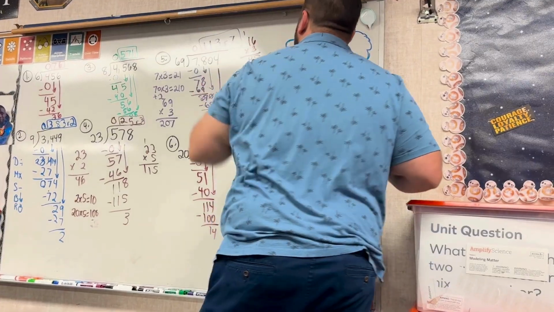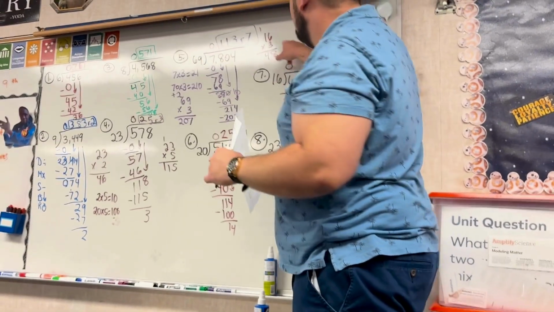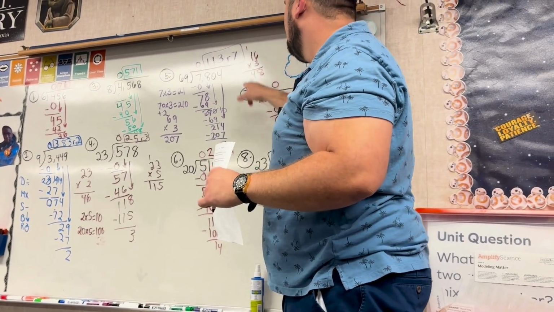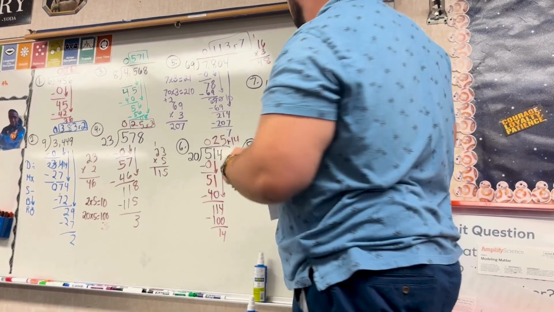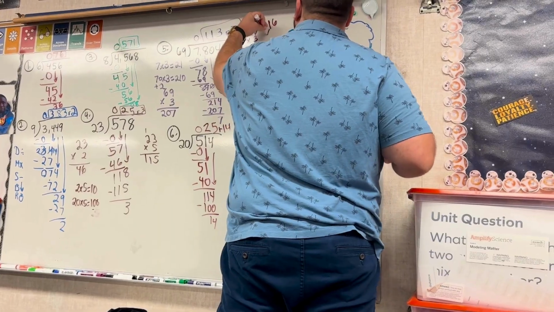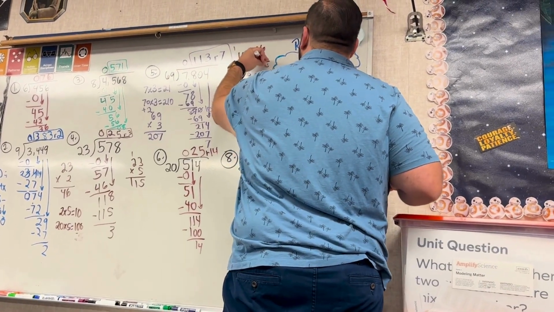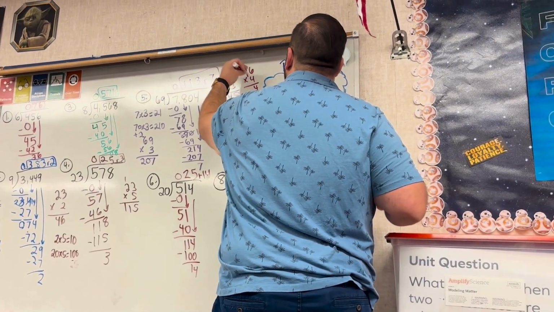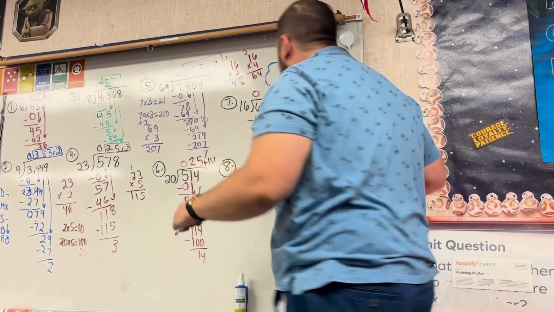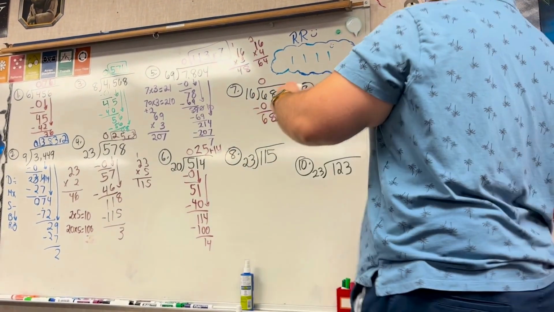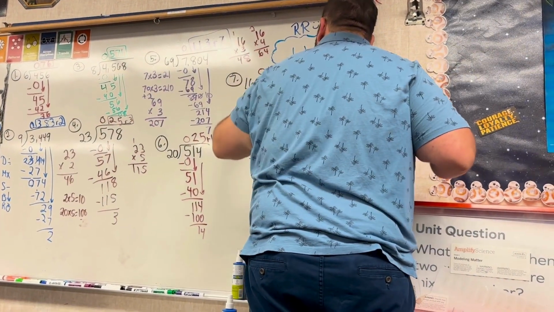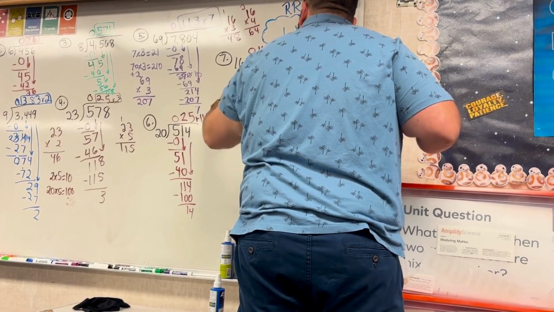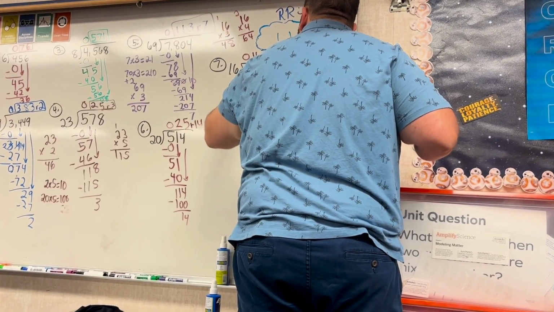And 3 times 6 is 18. 3 times 1 is 3, plus 1 is 48. I think that's too small. Yeah, that is. So let's try 16 times 4. 4 times 6 is 24. 4 times 1 is 4, plus 2 is 6. And yeah, that's it. 16 goes into 68 4 whole times. All right, we have 4 as a remainder.